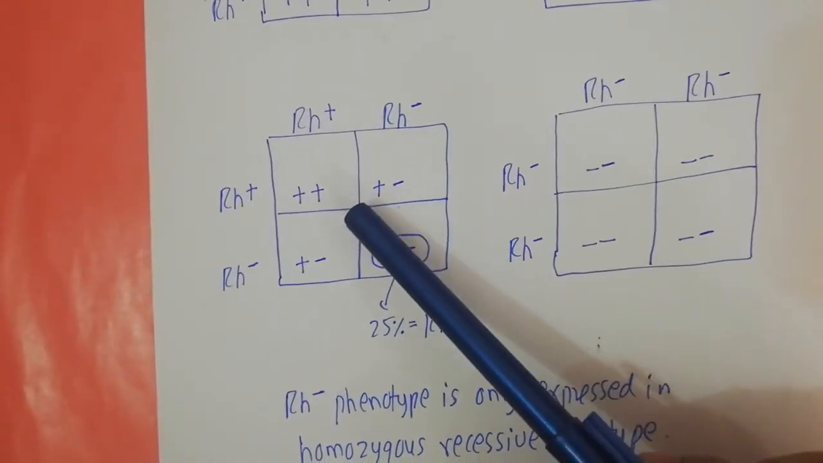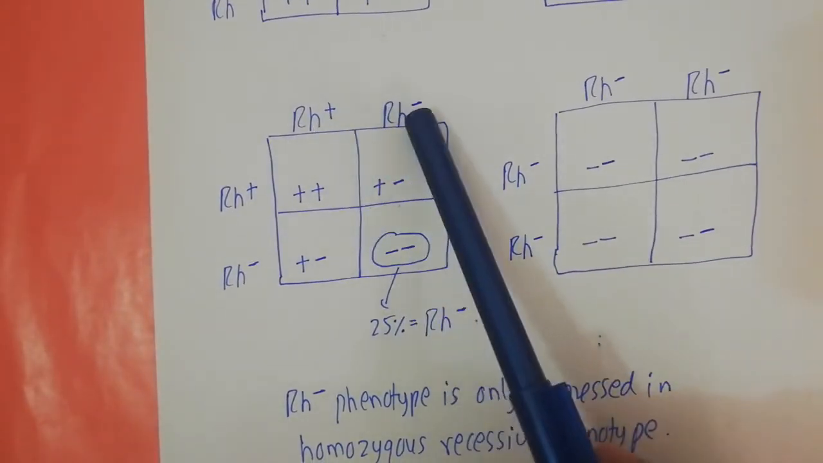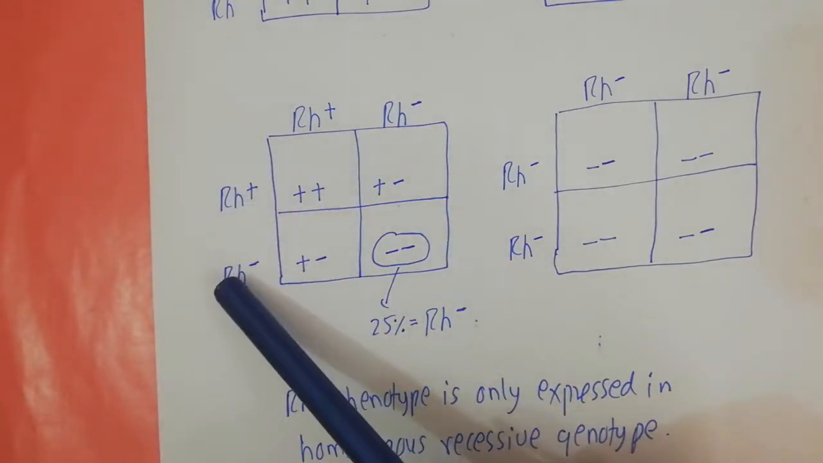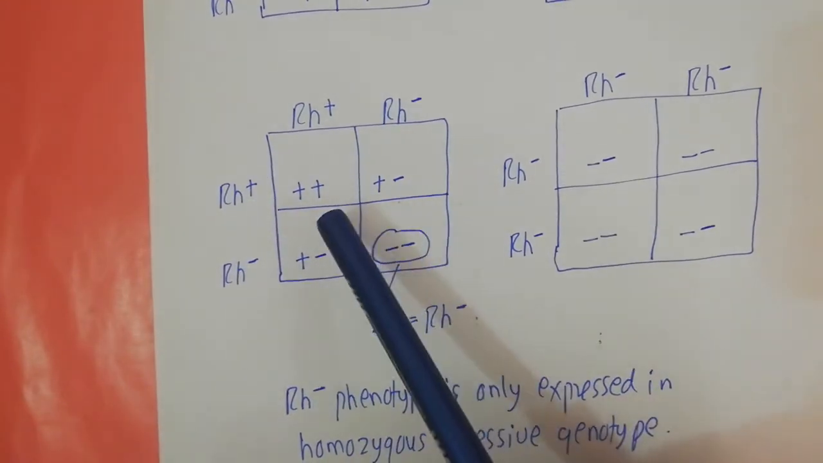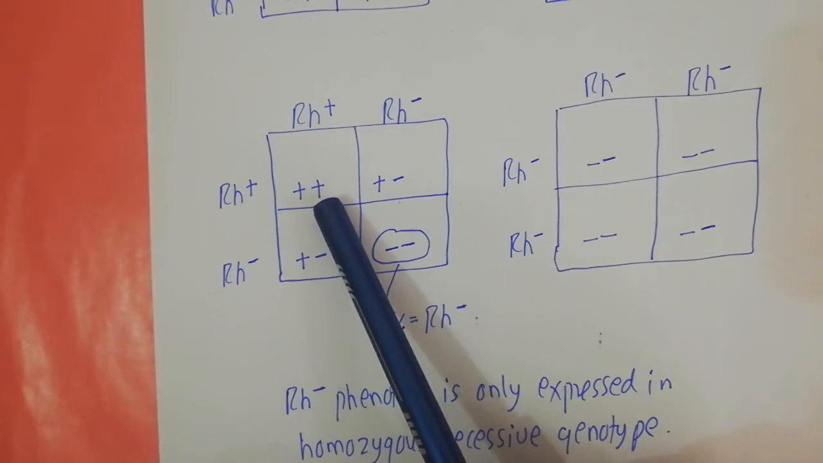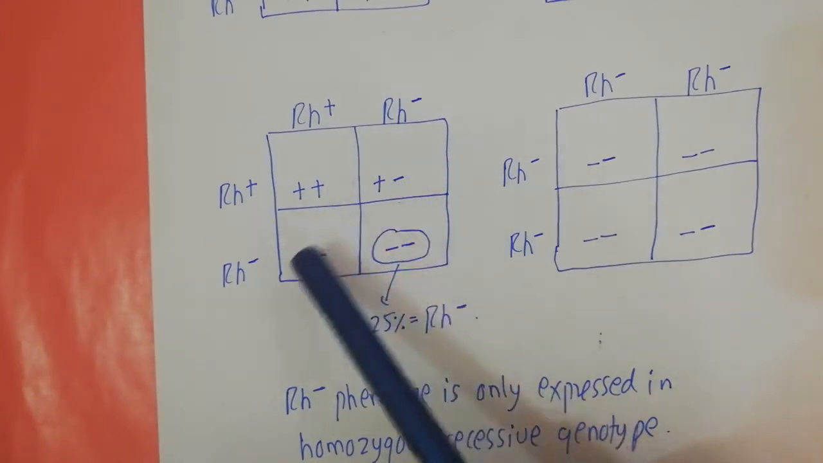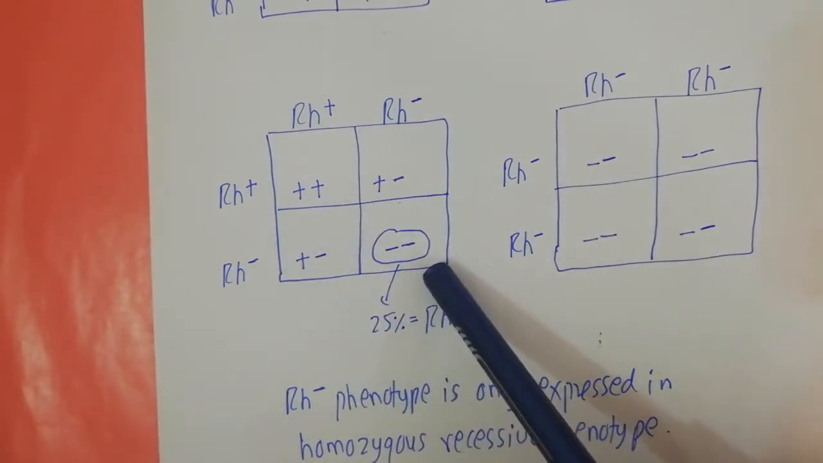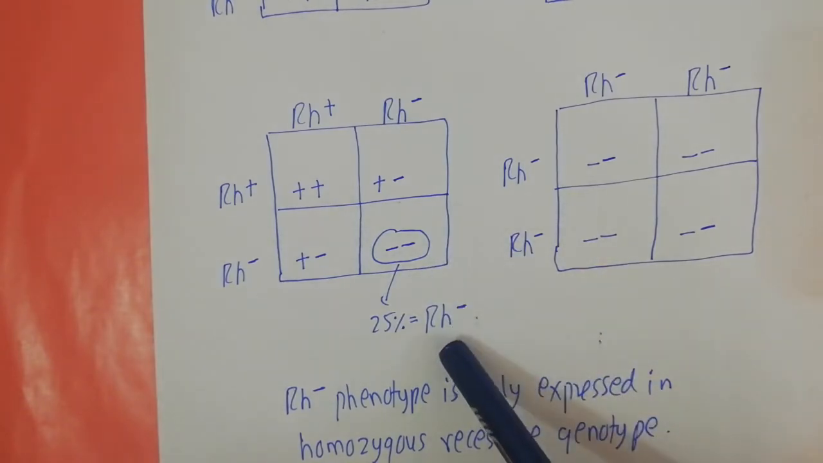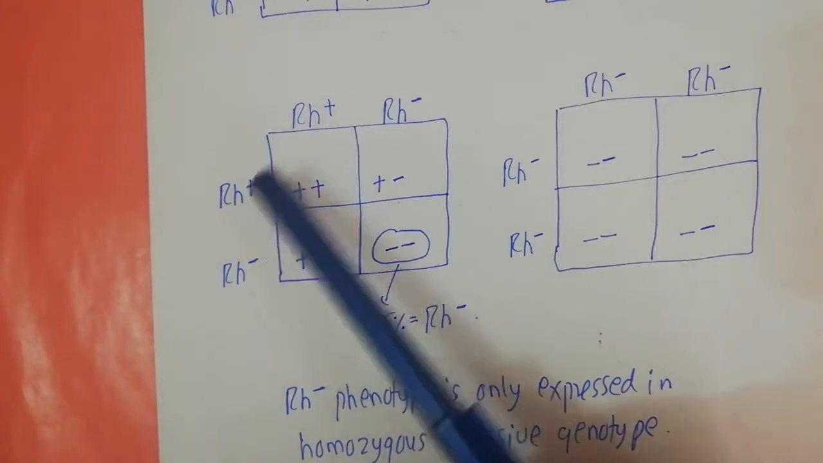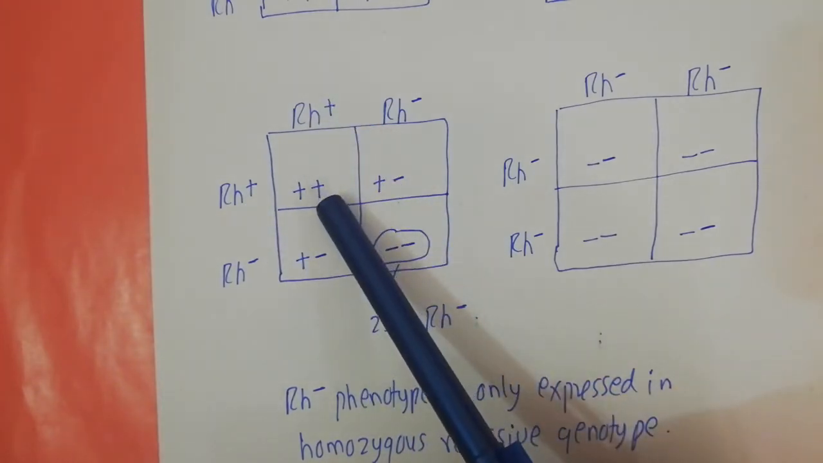Now, if both of the parents are heterozygous, you can see that this one is homozygous Rh positive, and this one is homozygous Rh negative, but there is a 25% chance of an Rh negative offspring as well, because if this plus combines with this one, you will get this particular genotype.